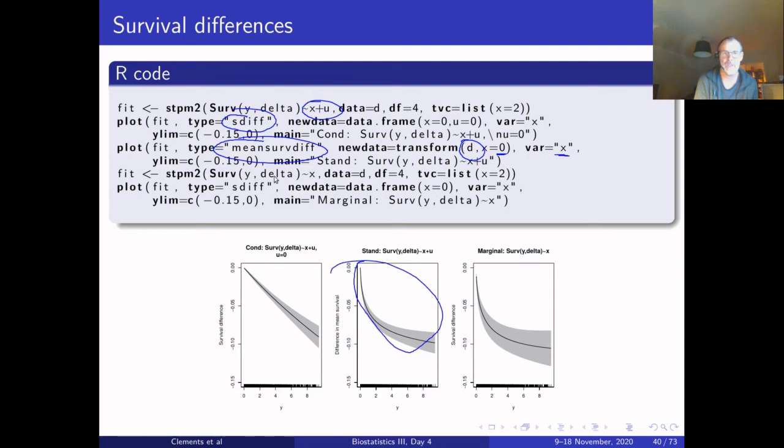Instead, what we could do is fit without the U, with the time varying, and then look at the survival difference. The pattern here and here is very, very similar. So that means that the marginal from this model and the standardized from this model tell a very similar story.